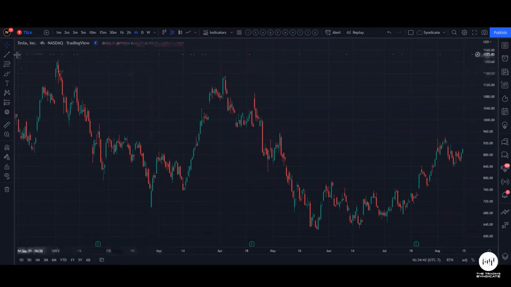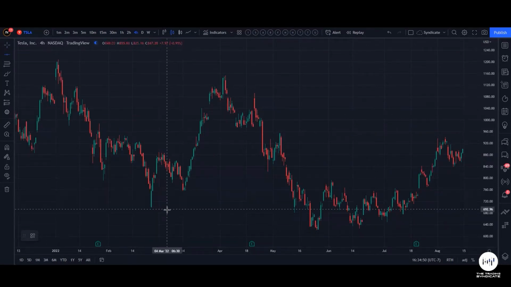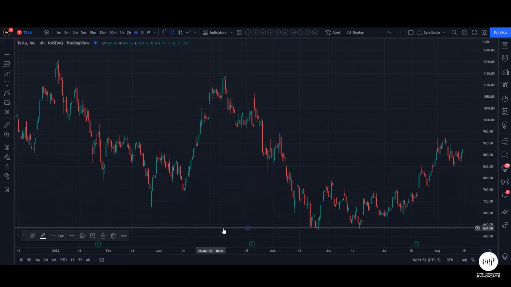If I wanted to go ahead and identify some support and resistance levels, I can pull out my horizontal line tool. And if I were, say, looking for a support down here, notice the two-touch rule applies, where we have a touch here and a touch here. So this would be a valid level of support.